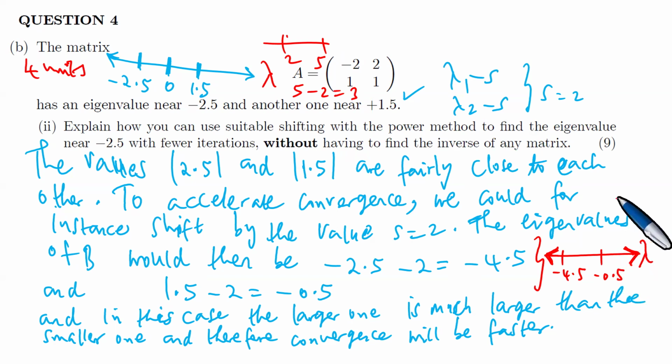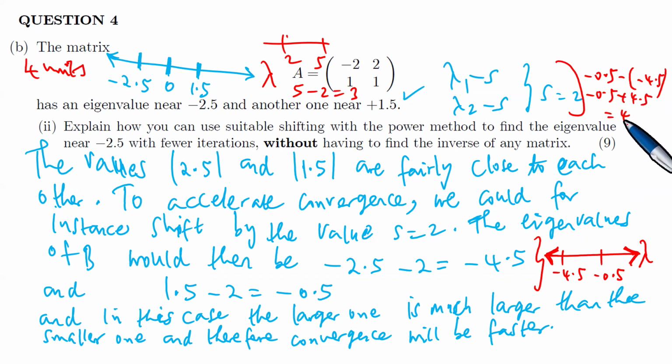So here I use the same, and you say the bigger one minus the smallest one. And the biggest one would be what? It would be minus 0.5 minus the smaller one. The smaller one is on the left on the number line, minus 4.5, so this is minus 0.5 plus 4.5, and therefore it's 4 units of distance, and therefore these eigenvalues are still the same distance away. These are the eigenvalues of B by shifting. And in this case, the larger one is much larger than the smaller one, and therefore convergence becomes faster.